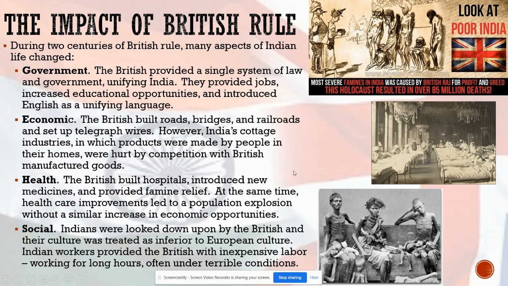Socially, Indians were looked down on by the British, and their culture was treated as inferior to European culture. Indian workers provided the British with inexpensive labor, and they just treated them like they treated the workers in Britain in the Industrial Revolution. So they had long working hours, often under terrible conditions. And it got so bad that they actually had a famine in India because people couldn't support themselves and couldn't grow food anymore because they were pushed out by the British companies.